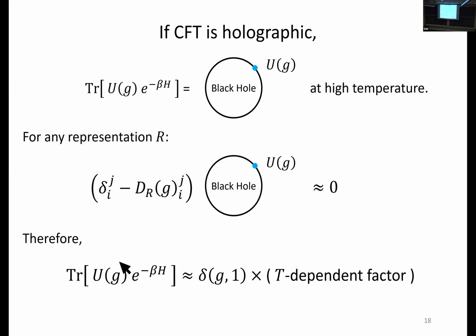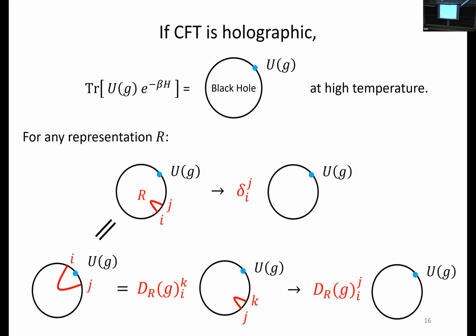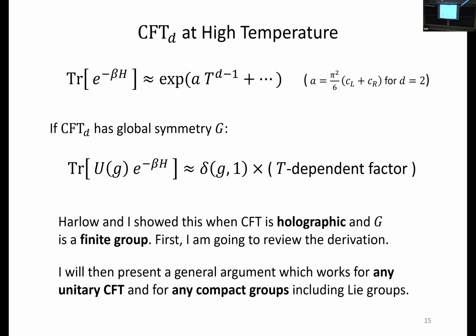Because if this is proportional to the delta function where the group element is enforced to be trivial, then this D becomes this Kronecker delta. So therefore this vanishes. So therefore we just derived this. So this was the argument that Daniel and I used: that if you have a holographic description for a theory with finite group symmetry, then this has to be true.